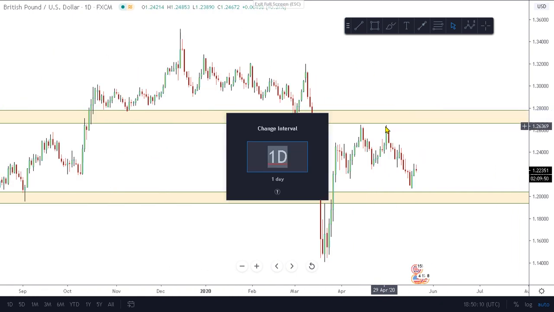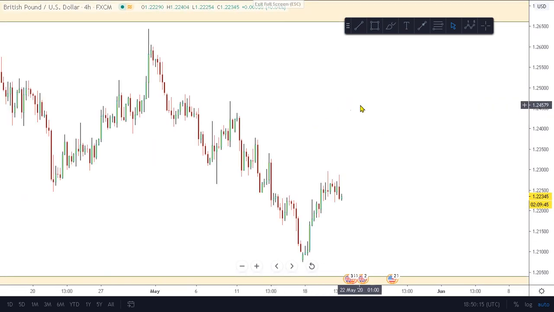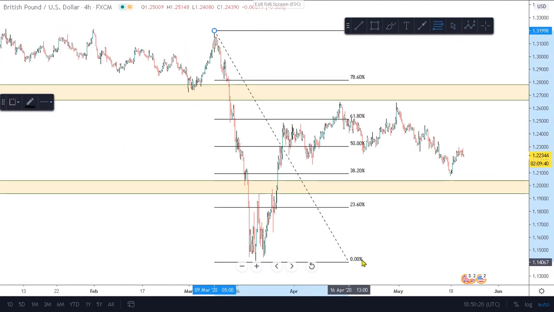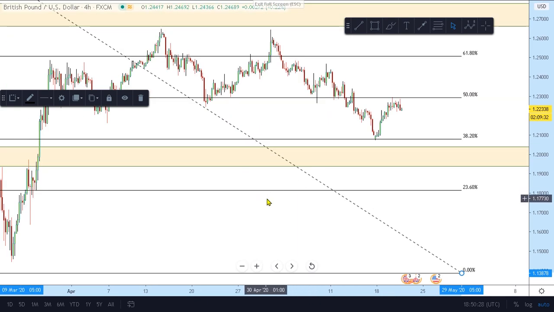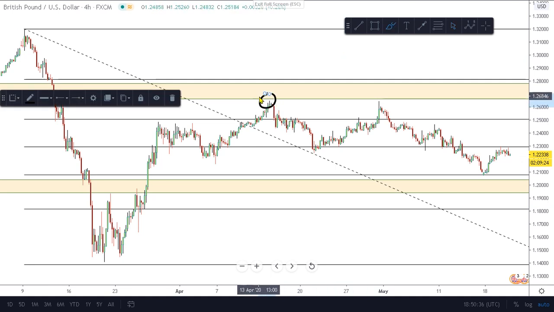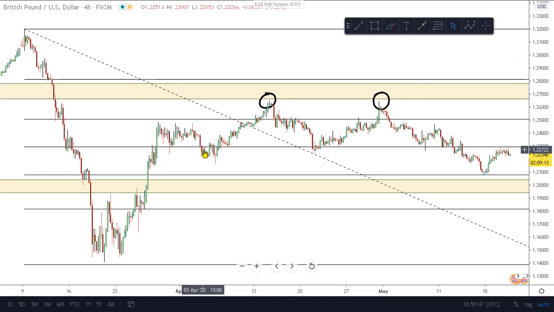Now let's jump to the 4-hour chart. Okay, 4-hour. And one more thing, I like to draw the retracement so we can have an idea where exactly the price is. Make sure to check and mark where the price got rejected because those two are the crucial points. It got rejected once, twice. So this resistance is playing a very crucial role currently, this one.